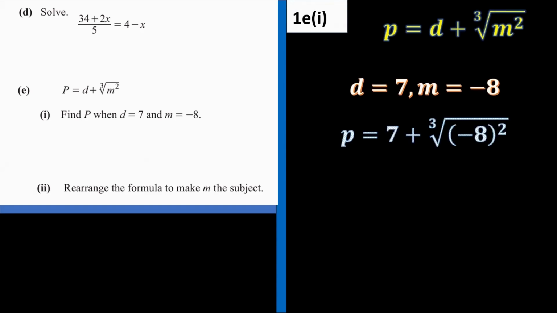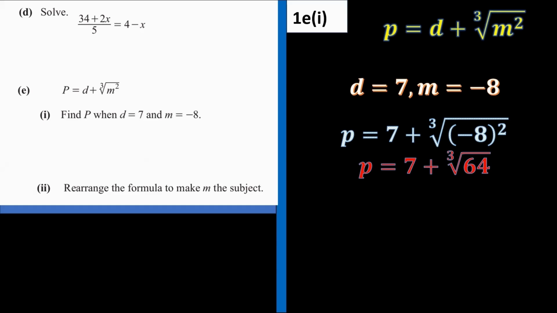So P becomes 7, 7 is the value of D, plus the cube root of, in bracket, minus 8, which is the value of M. Then we raise that to power 2. And of course, if you raise minus 8 to power 2, you get 64. Bear in mind that when a negative number is raised to an even power, you obtain a positive number. And also, it's important you use brackets to enclose this negative number.